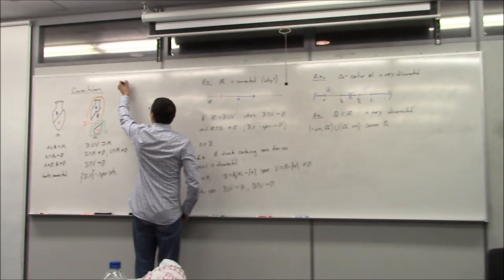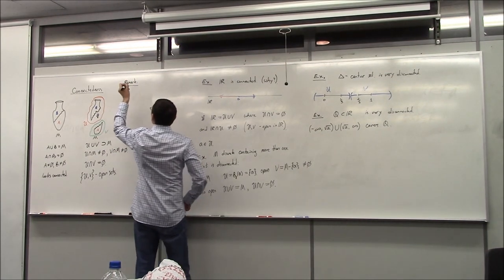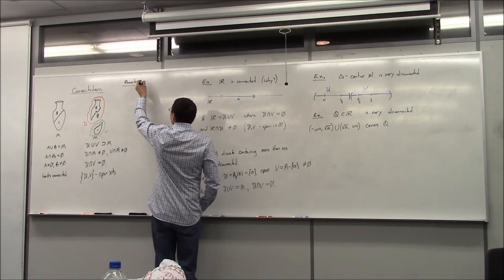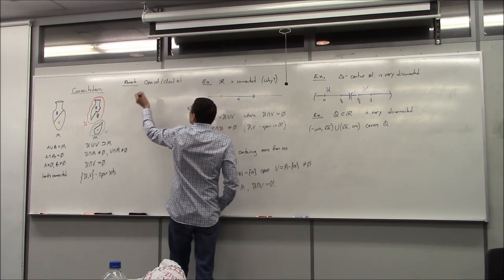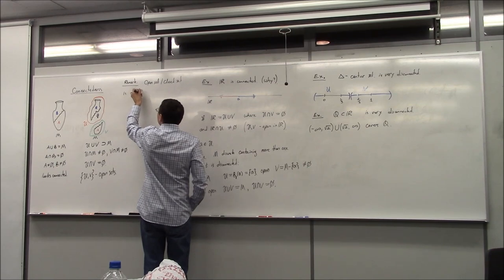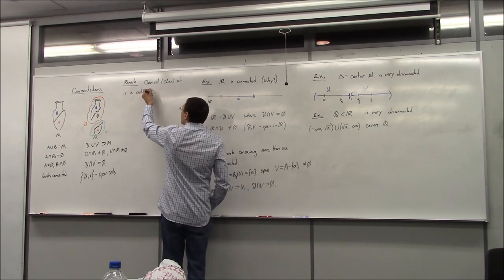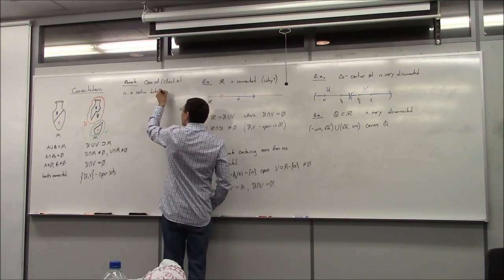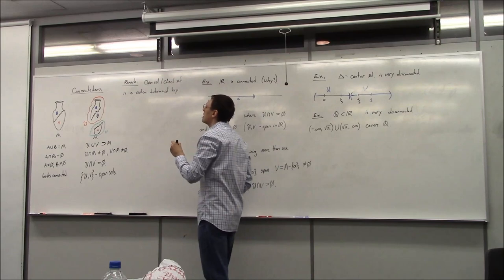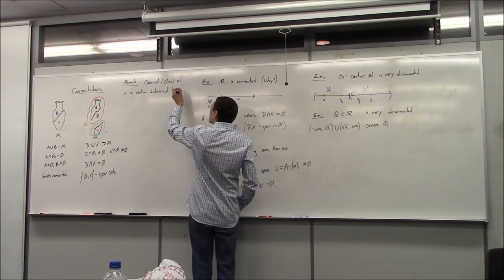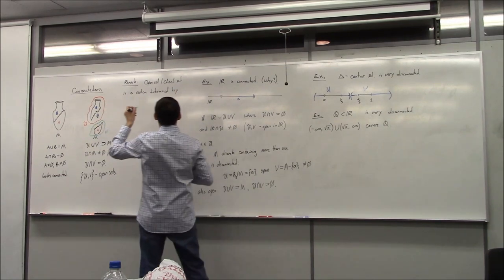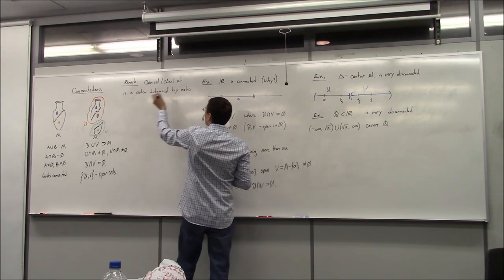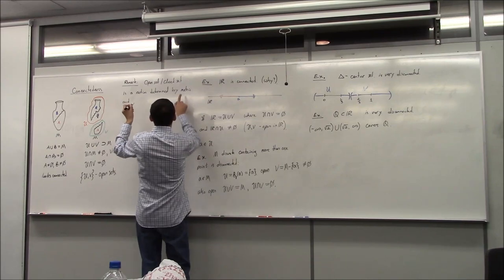So, remark. An open set or closed set is a notion determined by subspaces, determined by, I should say, the metric and relative topology.